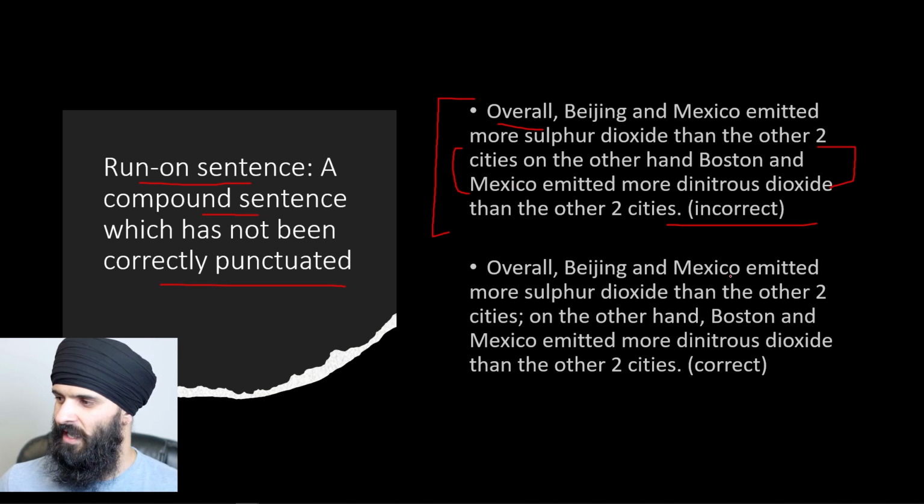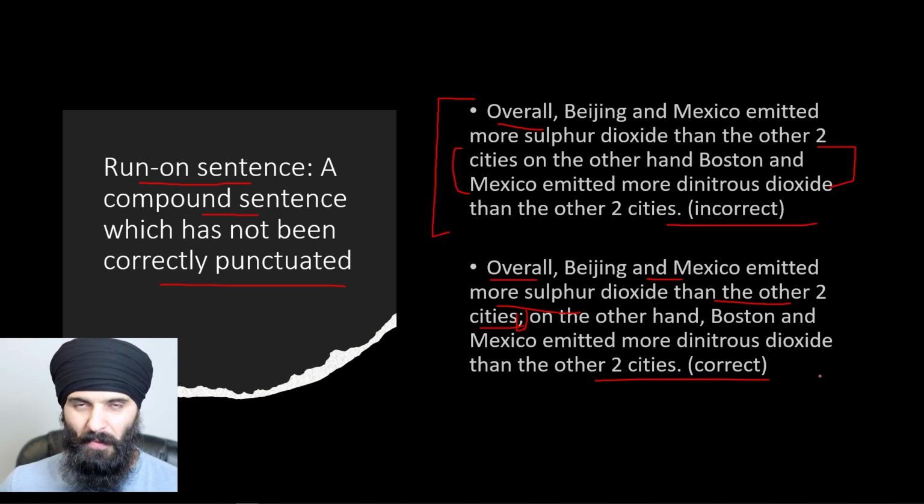Here, let's look at this one. Overall, Beijing and Mexico emitted more sulfur dioxide than the other two cities. So we added that there, right? The semicolon. On the other hand, Boston and Mexico emitted more nitrous dioxide than the other two cities. Now that is the correct way to talk about this.